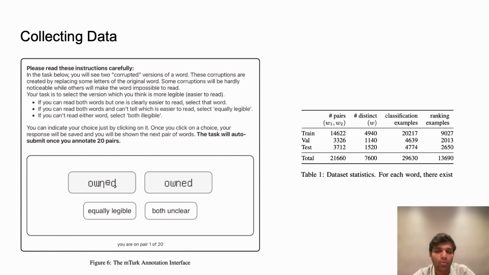So using this setup, we collected around 22,000 data points, from which we were able to extract 30,000 examples for classification and 14,000 examples for ranking, with triply redundant annotations for the test set in each case.